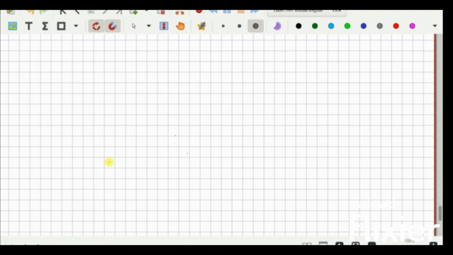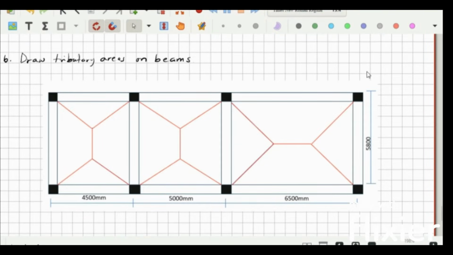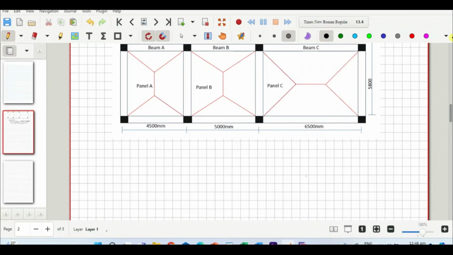So our second step, that will be B, we are going to draw the tributary loads on the beams. Okay, so these are the tributary areas on the beams. Mostly the trapezoidal loading always goes to the long span, and the triangular loading goes to the short span. So that is the principle we use in drawing the tributary areas on the beams. Now let's determine the loadings on the beams.